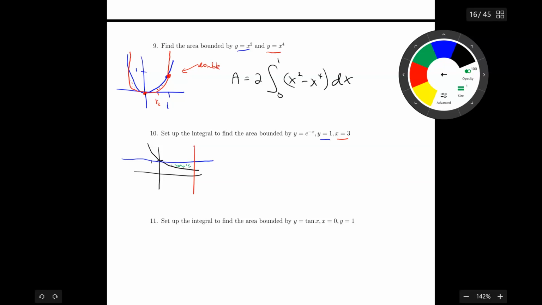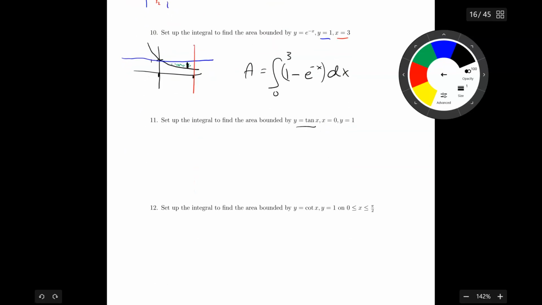You're not using any of the x or y axis. So the area will be the top function, which is the line y equal 1, subtract off the bottom function e to the negative x, dx, where dx is the thickness of the rectangle. Then I'm going to be building rectangles from 0 to this line here, which is x equals 3.